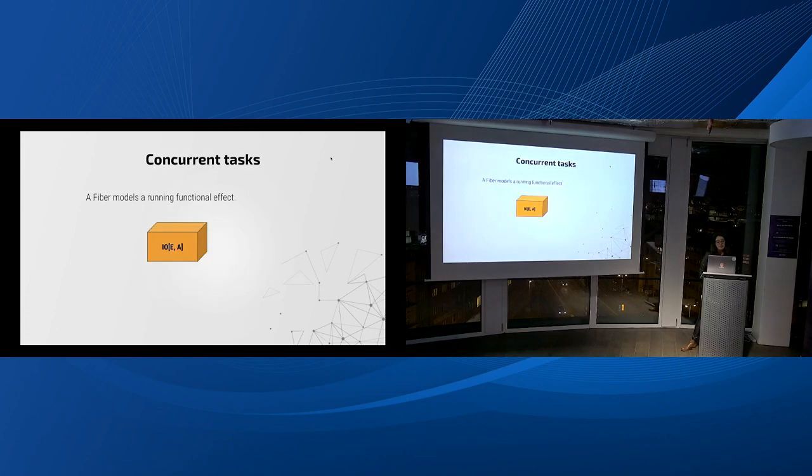So now let's see how we could define concurrent tasks in ZIO. In ZIO there is the fiber that models a running functional effect, which means when you define an IO and then call unsafe run, it will be executed in a fiber. You can see a fiber as a thread, but it's not a thread. It's a lightweight version of a thread, and it is sent to a thread pool. So you can have many fibers running in the same thread.